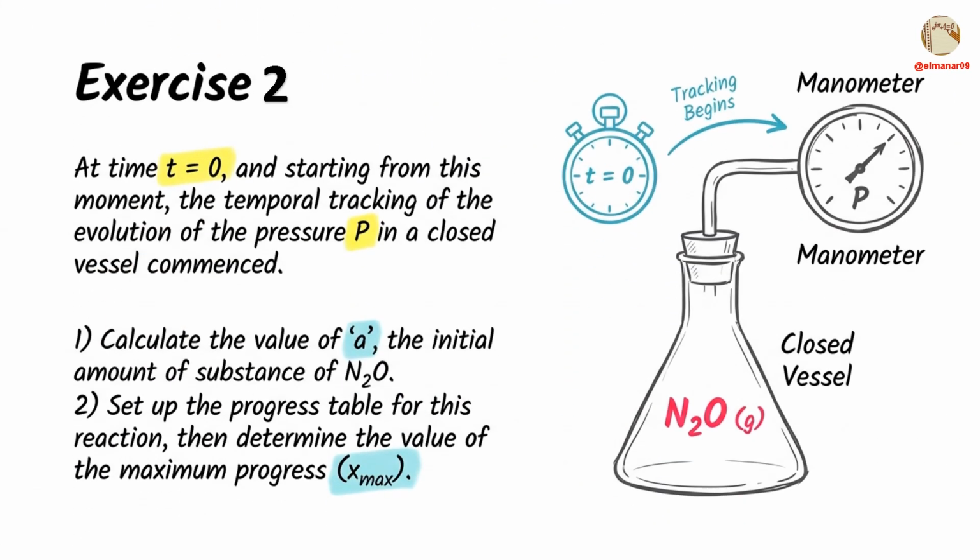Exercise 2. At time t equals 0, and starting from this moment, the temporal tracking of the evolution of the pressure P in a closed vessel commenced. 1. Calculate the value of A, the initial amount of substance of N2O. 2. Set up the progress table for this reaction, then determine the value of the maximum progress, Xmax.